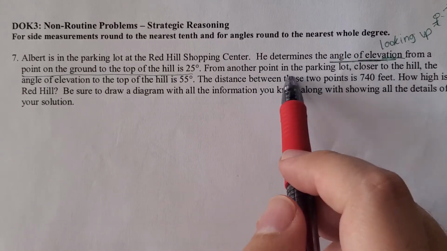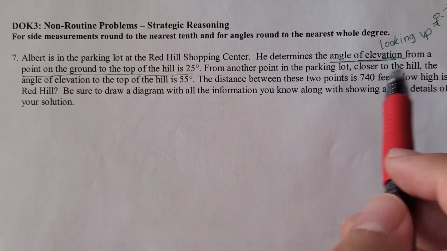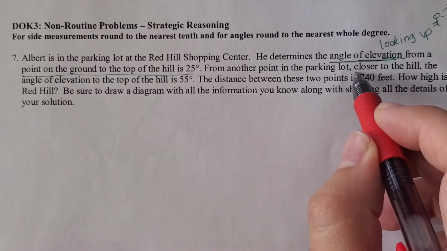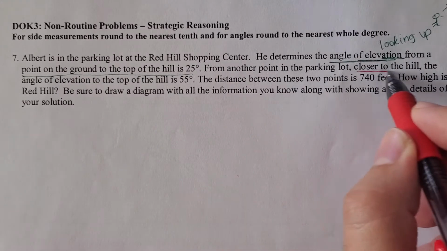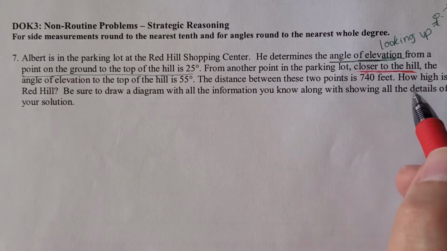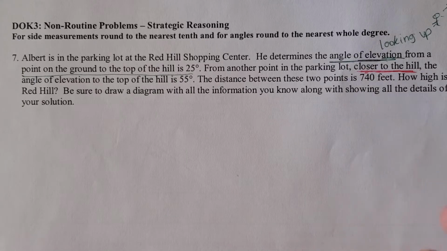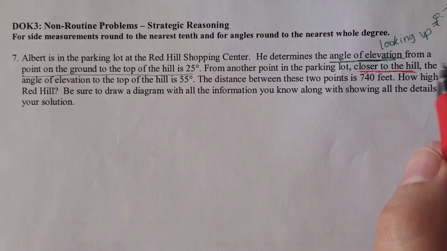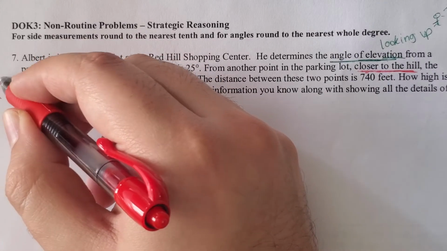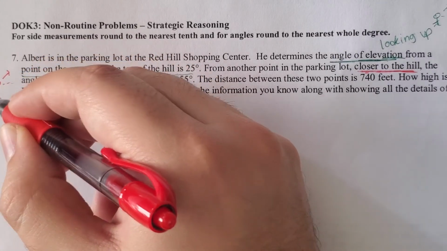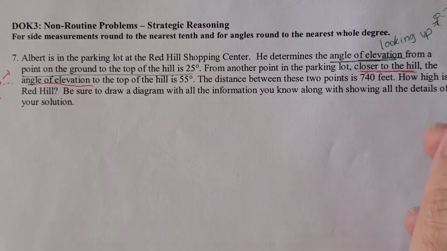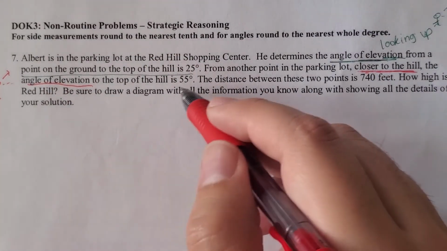Now, from another point on the parking lot closer to the hill. So, right here, another point on the parking lot closer to the hill. Now here's where a lot of people messed up. Notice it says closer to the hill. It doesn't say on the other side of the hill. So the angle of elevation, we're still talking about elevation. So the guy's here, he's still looking up. But again, notice it says another point on the parking lot closer to the hill. So the angle to the top of the hill is 55 degrees.